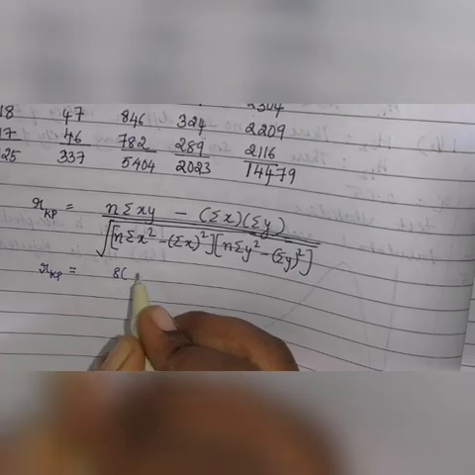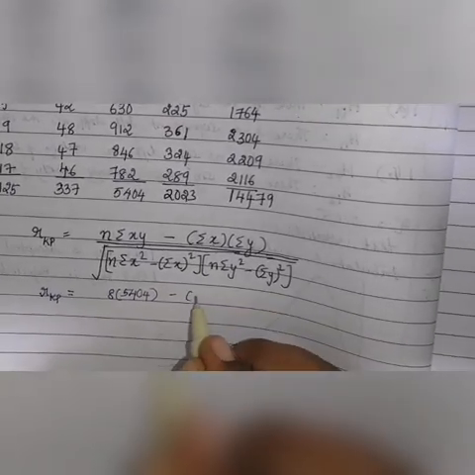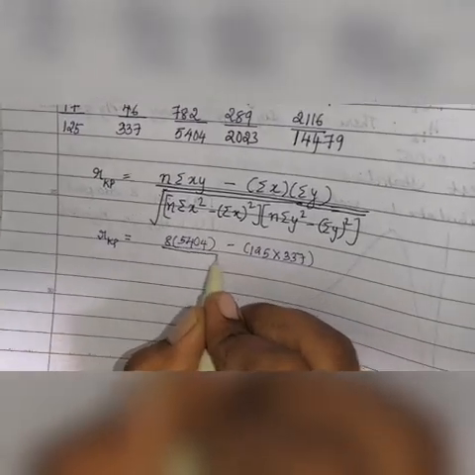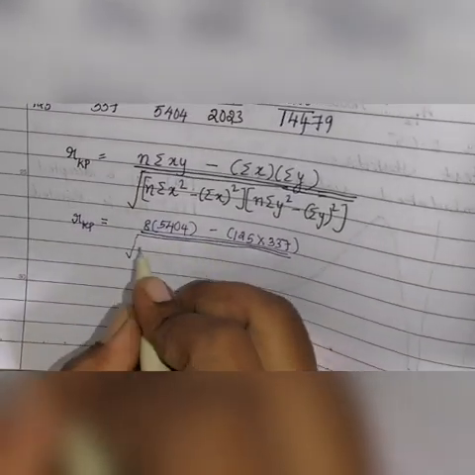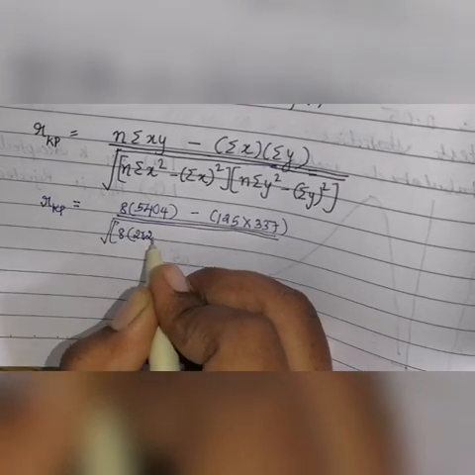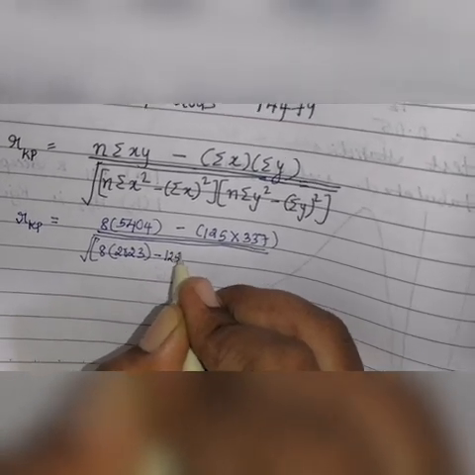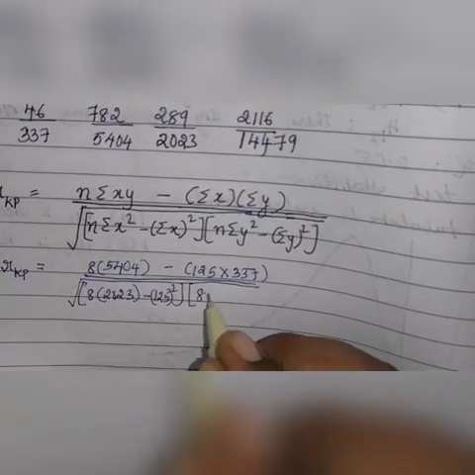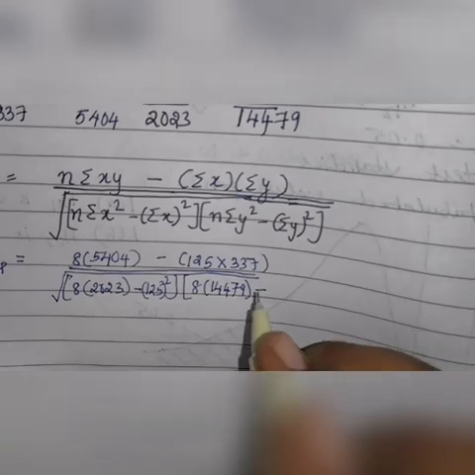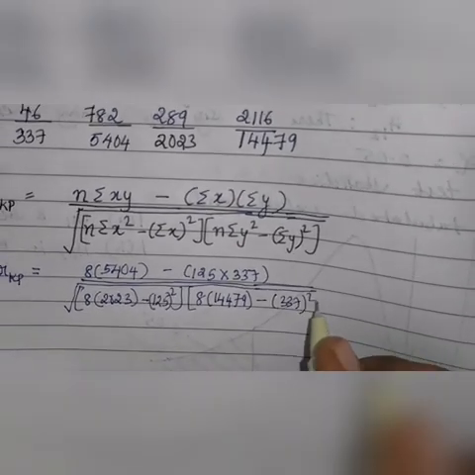N is 8 into summation xy. So summation xy is 5404, minus summation x is 125 and summation y is 337, by square root of n, which is 8, into summation x square, which is 2023, minus summation x whole square, 125 whole square, and this is 8, summation y square is 14479, minus summation y, 337 whole square. Okay.